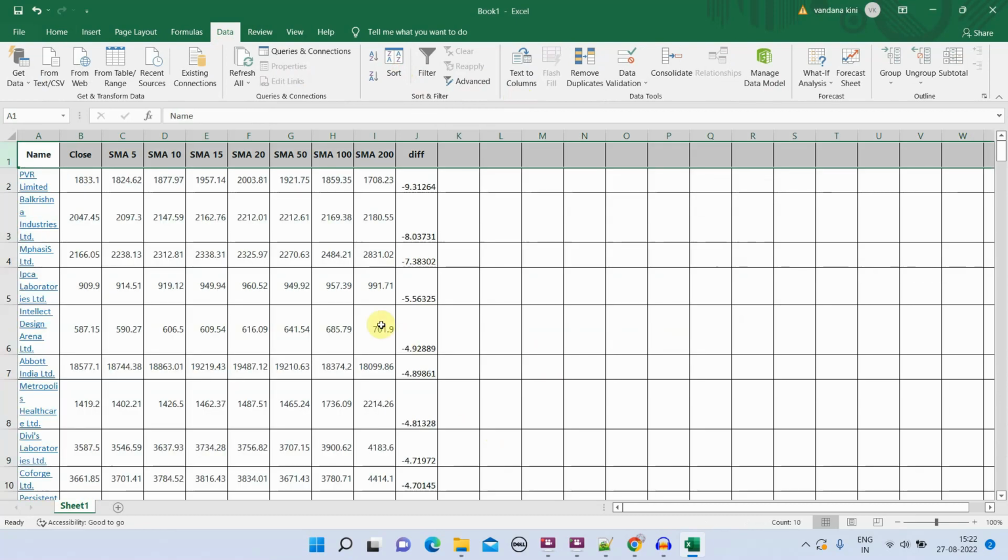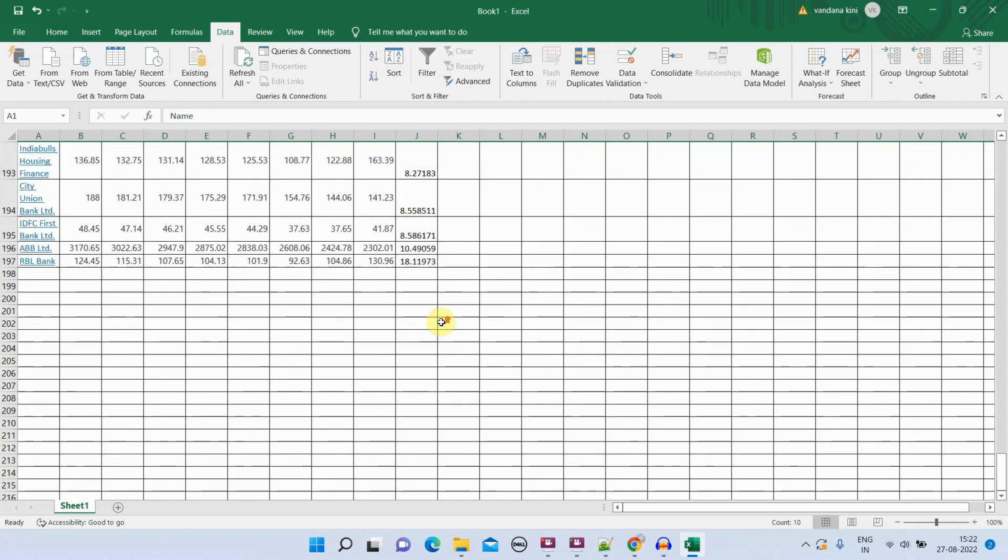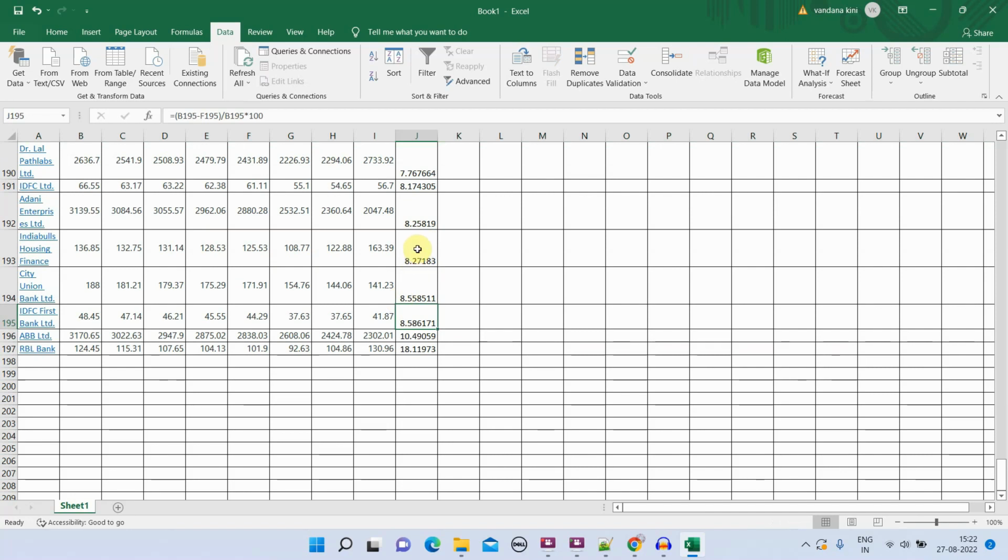So here you can see that PVR Limited has been falling, which we are not interested in. The difference between PVR close and its SMA 20 is almost 10%, but this is a stock which is falling. We are interested in the stocks which are here. So here you can see that RBL Bank is 18%, ABB is 10%, IDFC First Bank is 8%, 8%, 8%, etc. But here the closest one is RBL Bank.